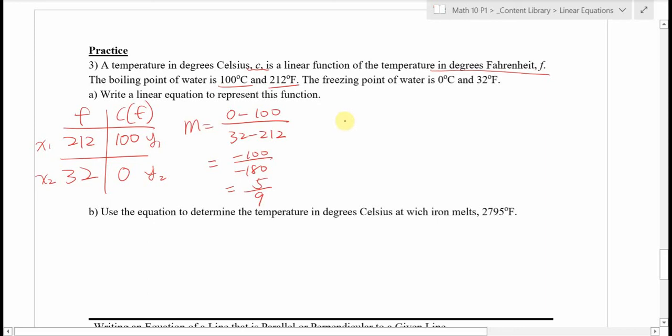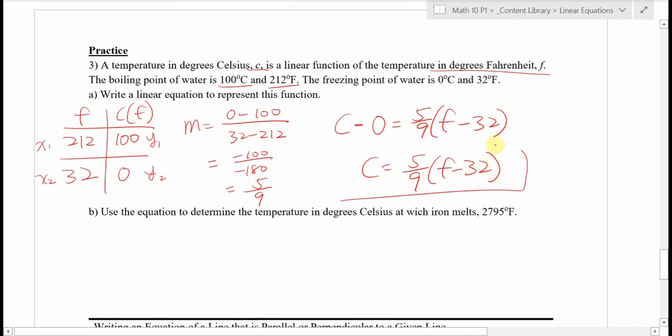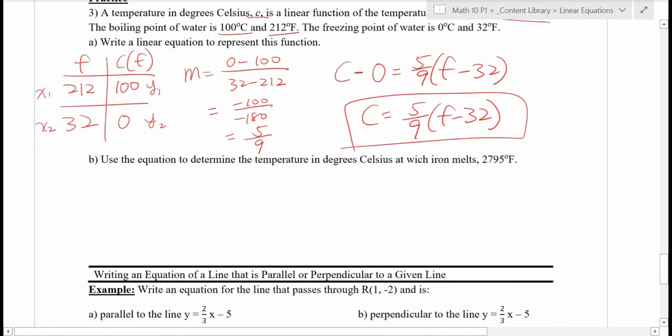So we have C minus, again, you can pick any point you want. In this case, I'm going to pick the second point because the number is smaller. So C minus 0 equals 5 out of 9 times F minus 32. Now, C minus 0 really doesn't do anything, so you just leave it as C and F minus 32. Okay, and that is a linear equation for this function here.